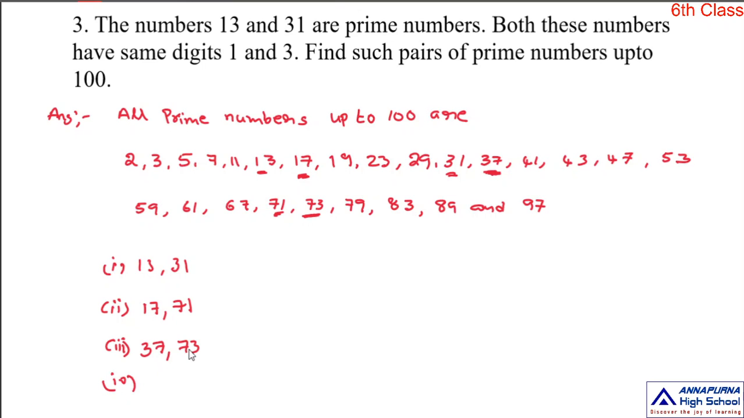Next pair: 79 and 97. These two numbers also have the same number of digits, that is 7 and 9. 79 and 97 are prime numbers, a pair of prime numbers having the same digits. Hence there are 4 pairs of such types.